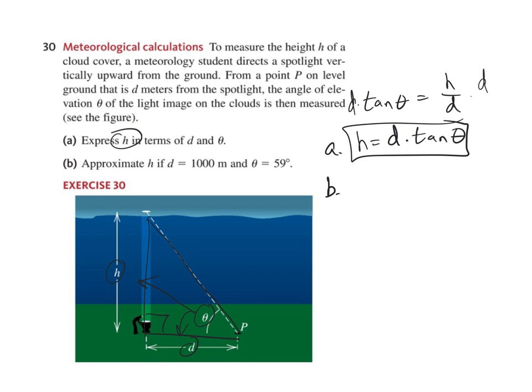Part B says approximate H if D is 1,000 meters, okay, and theta is 59 degrees. So now since you've solved it for H, all you have to do is use a calculator. 1,000 times the tangent of 59 degrees. So the height should be 1,664.3 meters until you hit the base layer of the clouds.